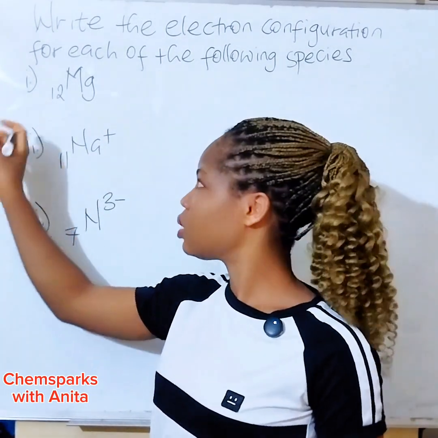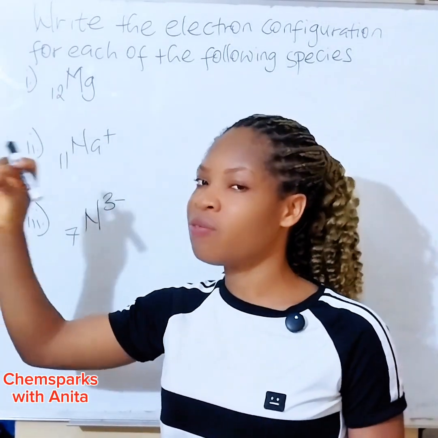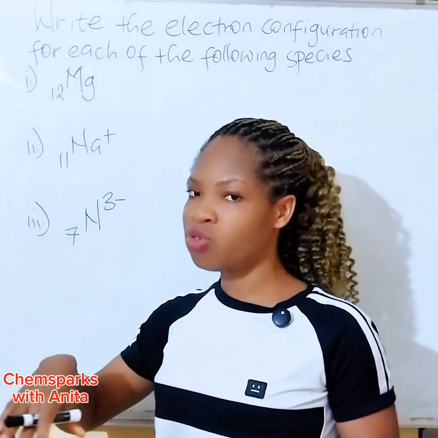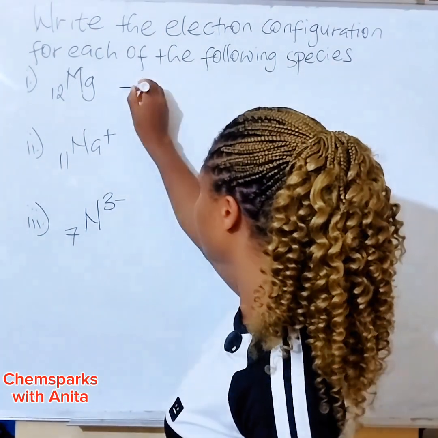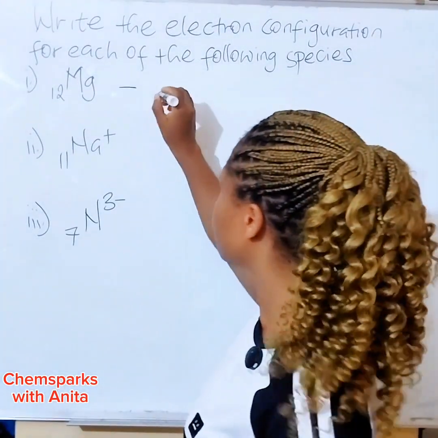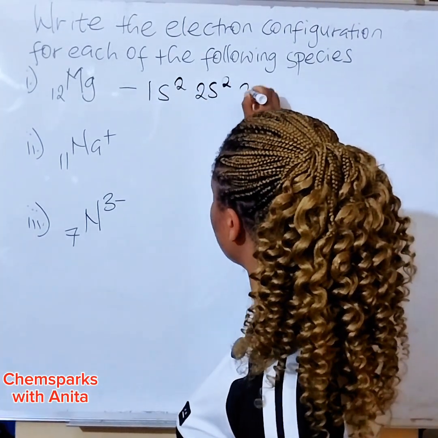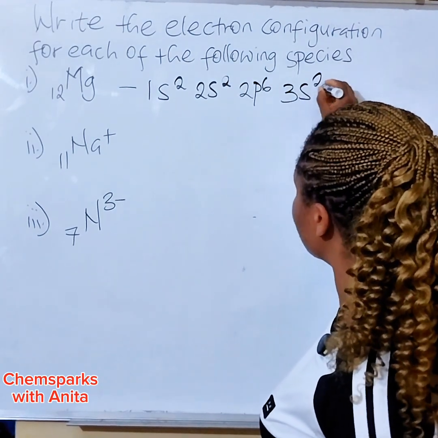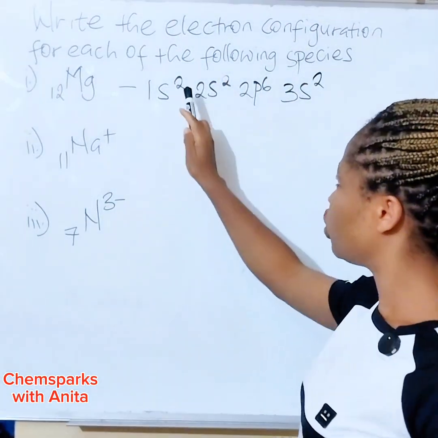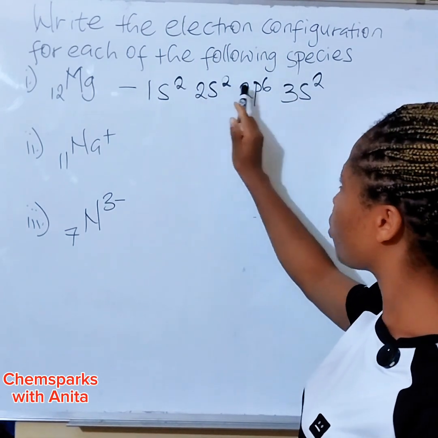And how do we do that? To write this electronic configuration, what is expected of us to write here is the SPDF electronic configuration, not the shell electronic configuration. Okay, so let's proceed. To write this electronic configuration, we go as follows: 1s2, 2s2, 2p6, 3s2. So if we check the number of this superscripts here, this stands for the number of electrons.